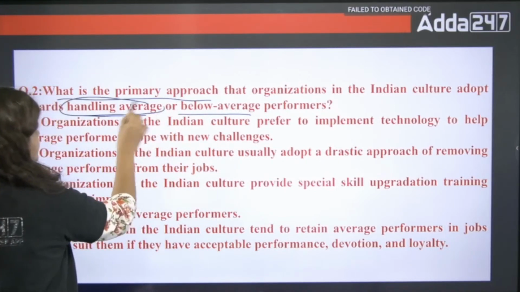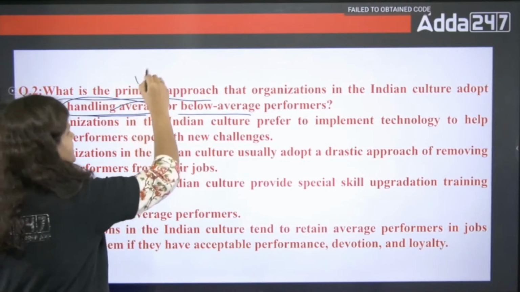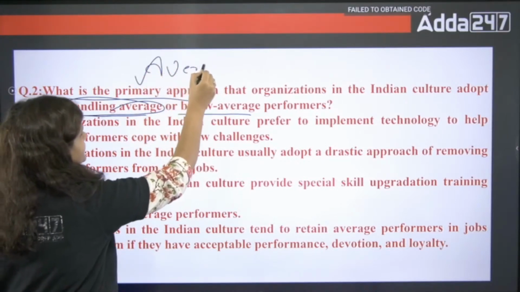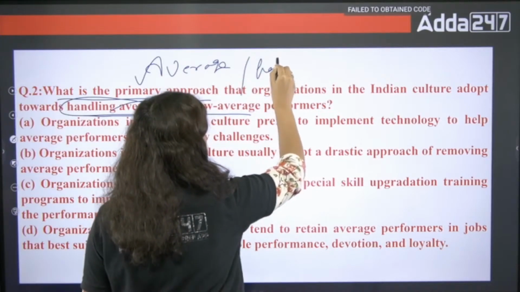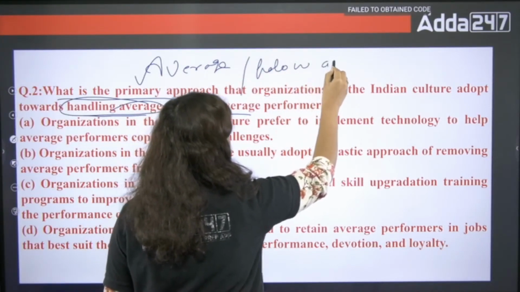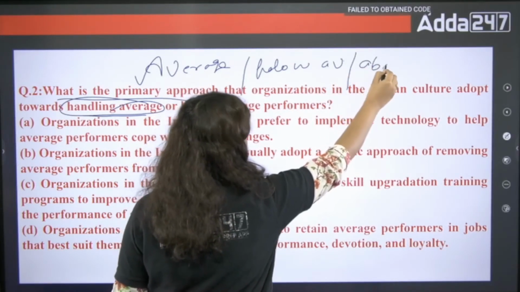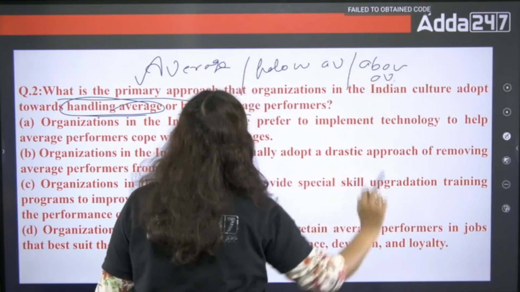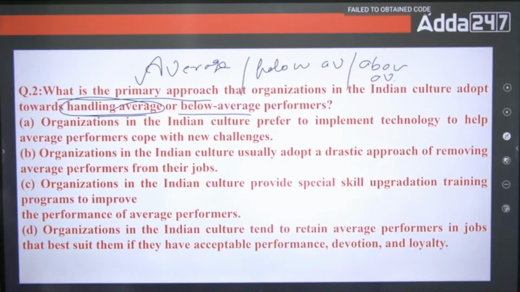See, in organization basically there are 3 types of performer. One is average, right? Then below average and that is above average. So basically here we are talking about the primary approach that organization in the Indian culture adopt towards handling the average or below average performer, right?